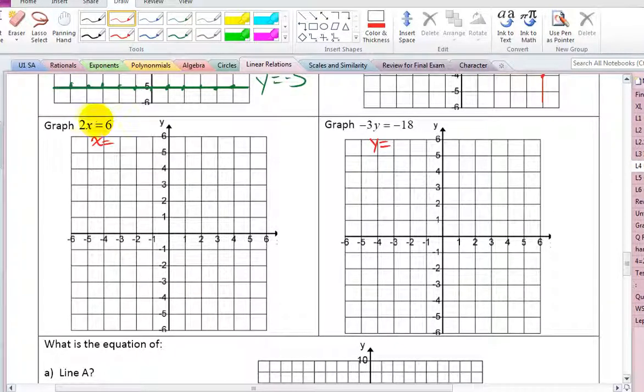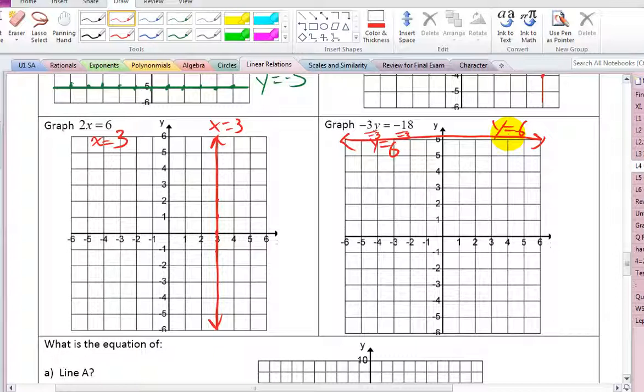Here we get 2x equals 3. That's going to be here. Okay, so we're going to get a straight line with a ruler, just like I'm doing. At x equals 3. Over here, we're dividing by -3. And so we're at y equals 6. And so you're going to get a nice line all the way across the top with a ruler, just like I finished doing. Okay?